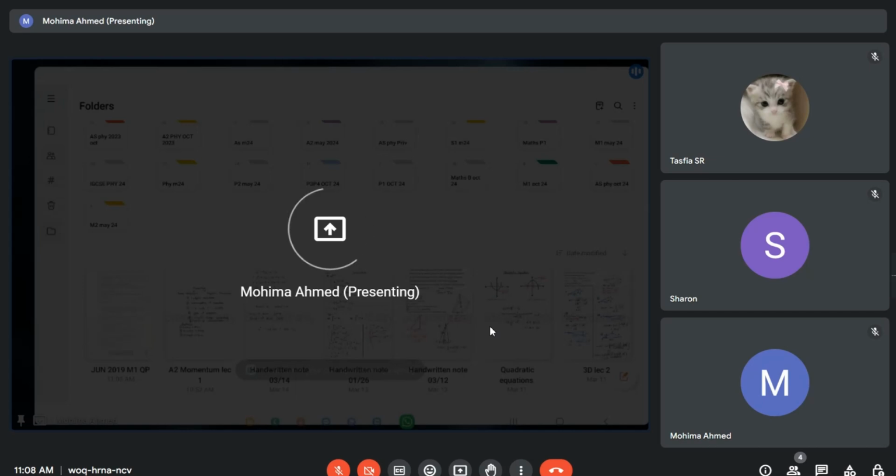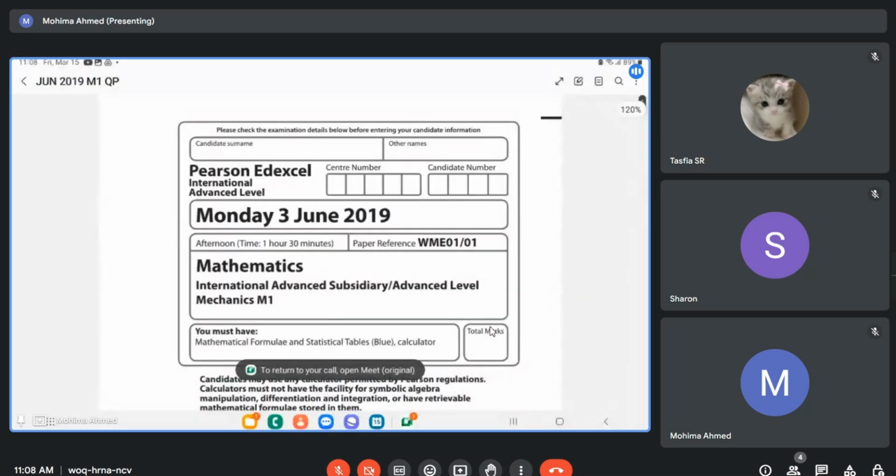Okay, let's start. As I was saying, we'll try to solve as much as we can in this paper, June 2019 M1. I'm sure that I will not be able to solve this entire paper, so I might need another class to solve it entirely. Okay, what I'm trying to do is that we'll solve question 2019.